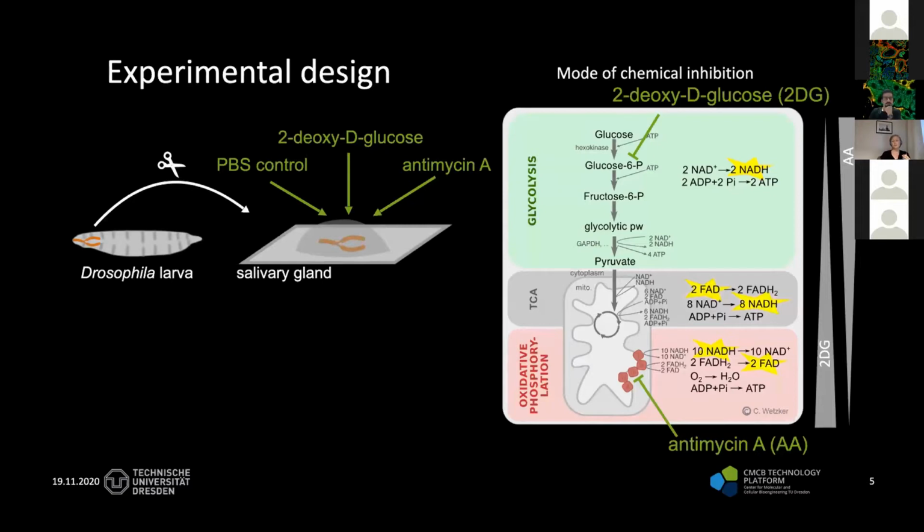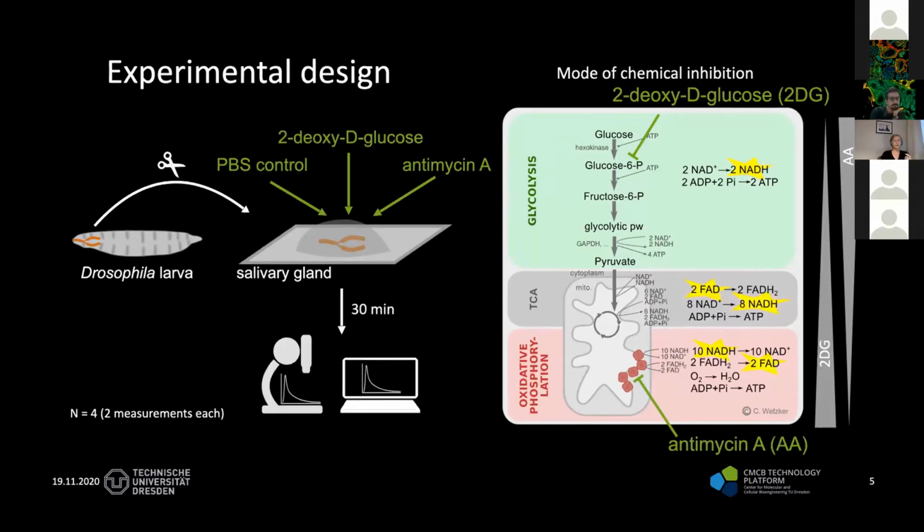So if this blocks this sequential cascade, we expect a shift to more glycolysis in the tissues. We expose the tissues for 30 minutes to these different treatments, of course, individually and sequentially. And then after these 30 minutes, we immediately image the samples and perform subsequent data analysis.